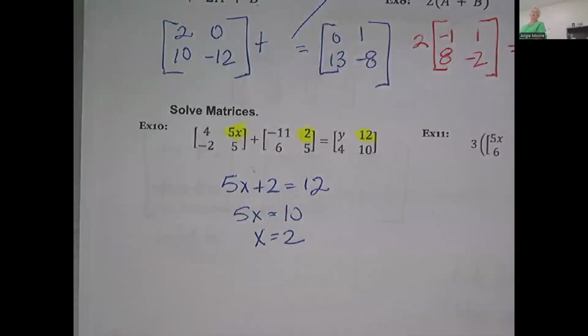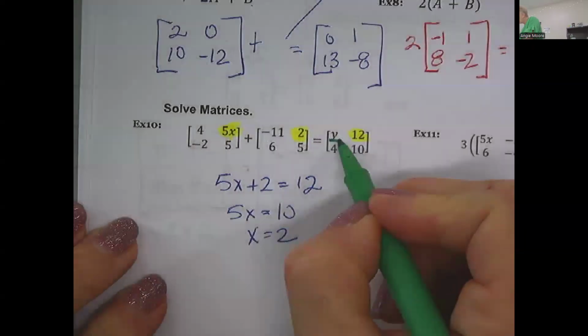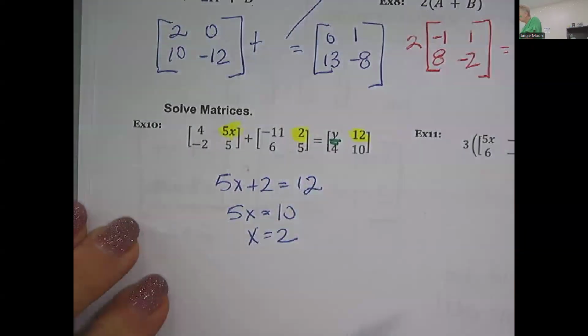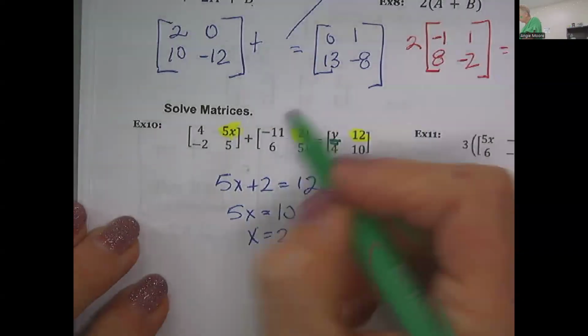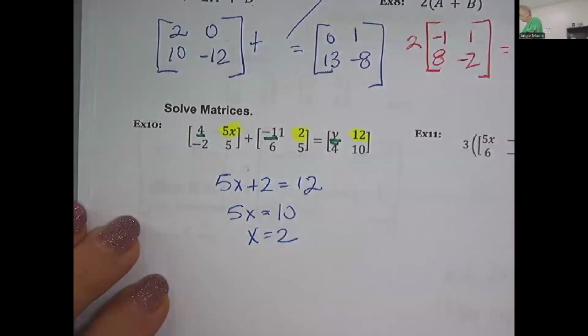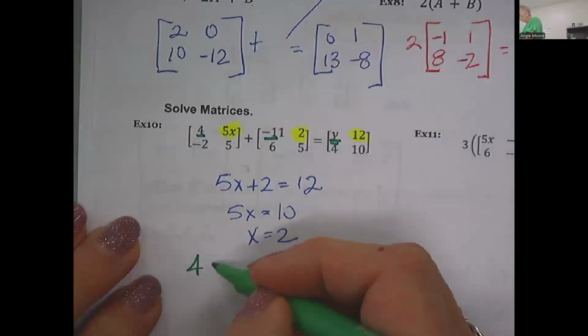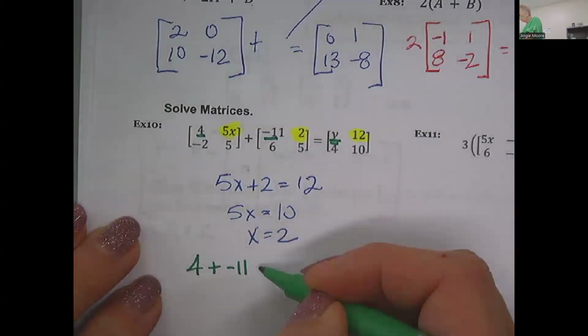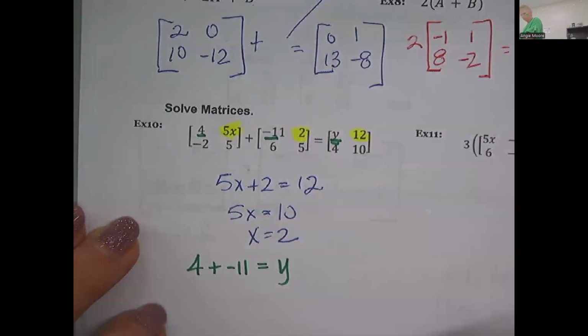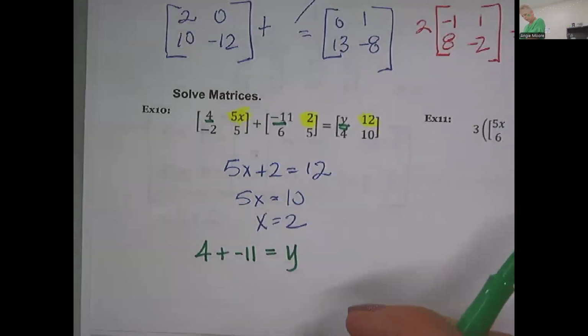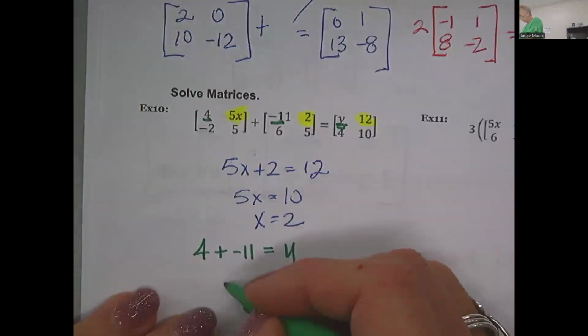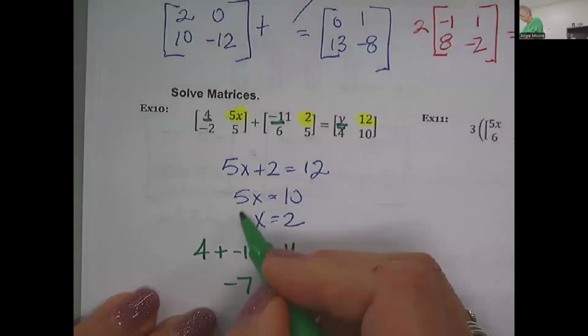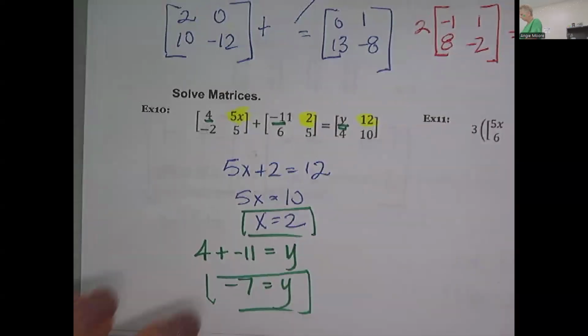And so now you maybe go, oh, I think I can do y. I'm hoping you're feeling that way, because here is my y. That's in row 1, column 1. So that goes with all of these other elements. I know that if I add 4 plus, that's a negative 11, I should get y. Oh, that one was an easy one, right? We've got negative 7 equals y, and we found our x, we found our y.